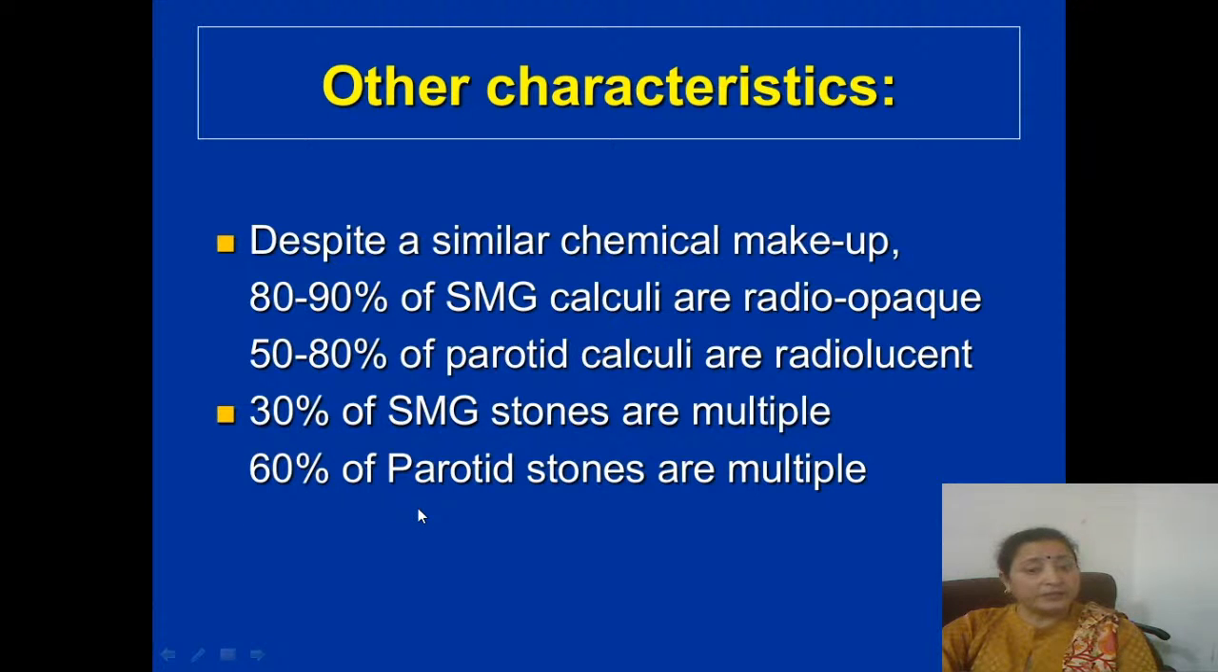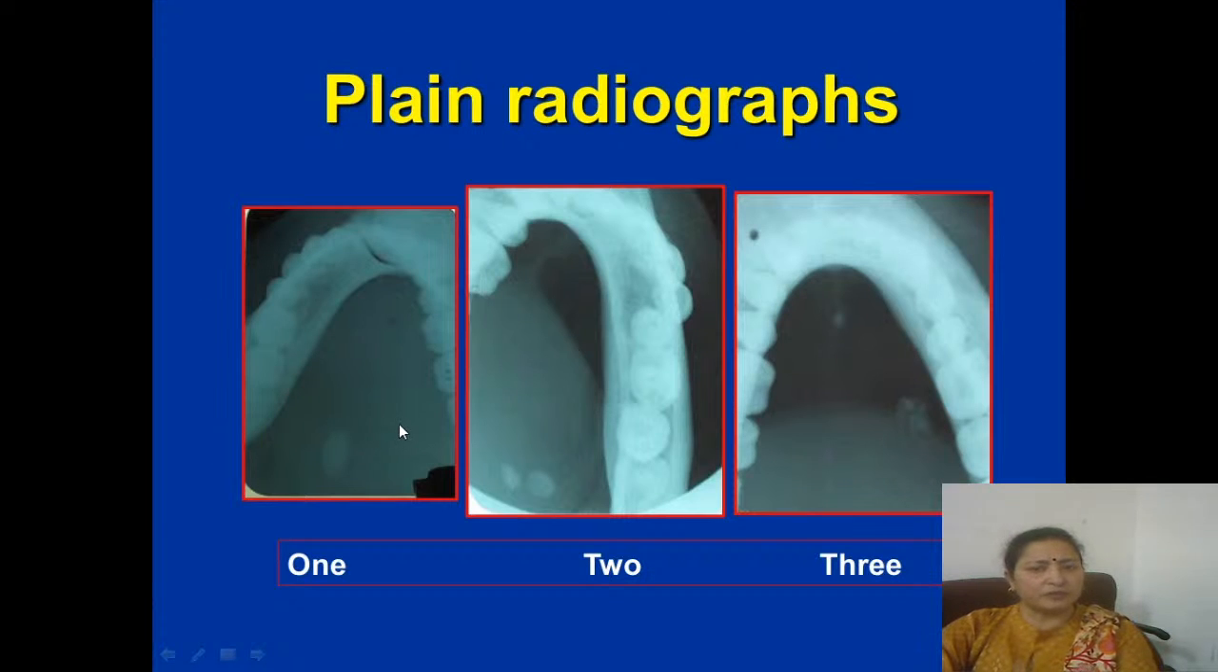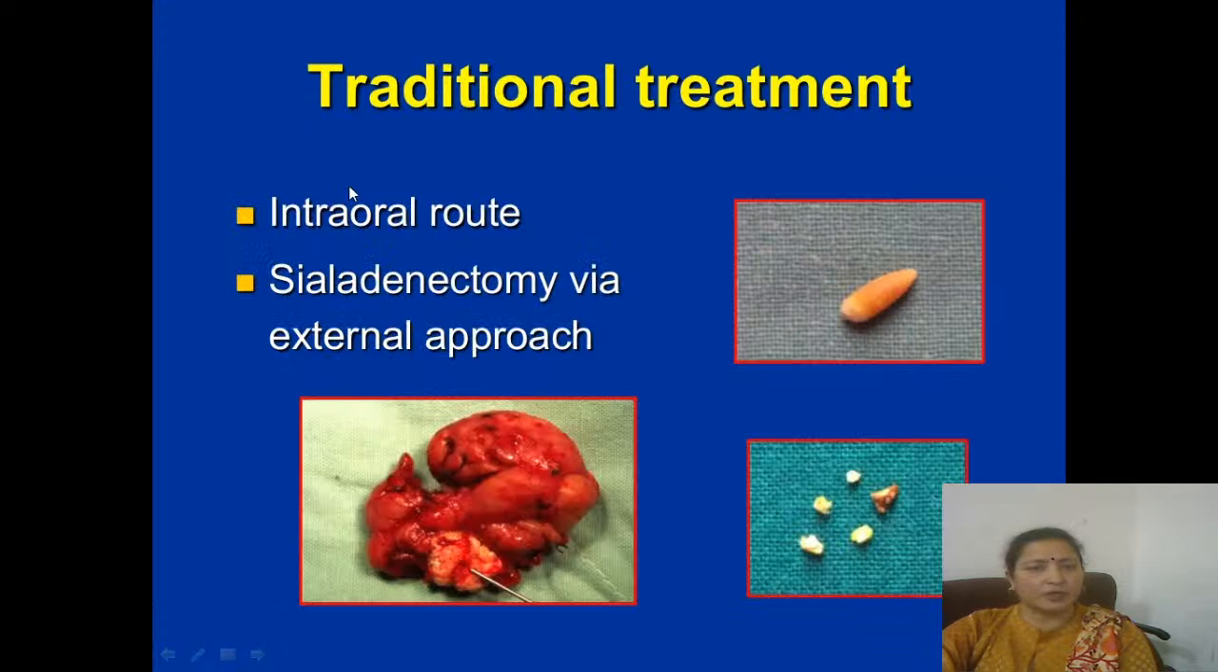In terms of number, the stones are much more multiple in the parotid gland, 60%, whereas the submandibular has multiple stones in only 30%. So the various chemical structures we saw are the reason. This is a diagram showing a single duct with a single stone, then two stones, then multiple stones. This is how it goes.